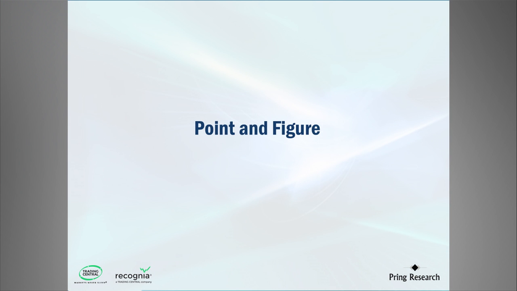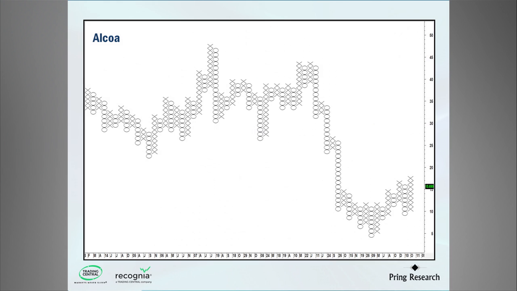Finally, point and figure. The point and figure charting method differs from all others in that the horizontal axis does not measure time, but rather the amount of trading within a given price range. You can see a time scale on this chart, but it's just there for reference purposes, as the dates are plotted irregularly, not equidistant as on a regular chart.